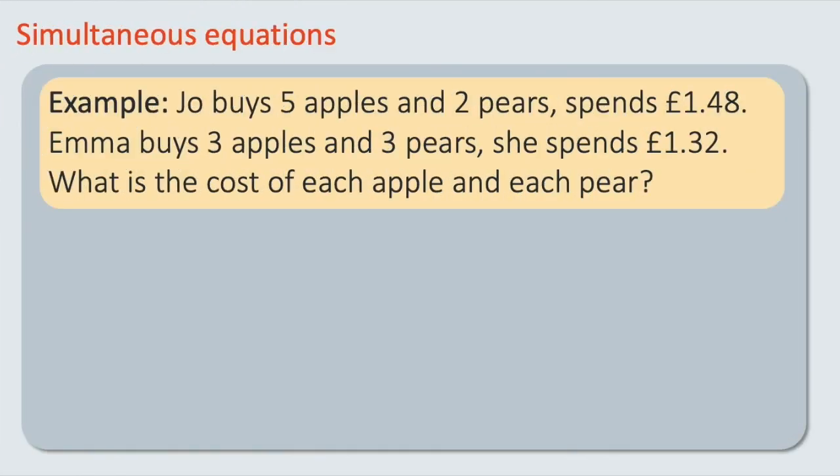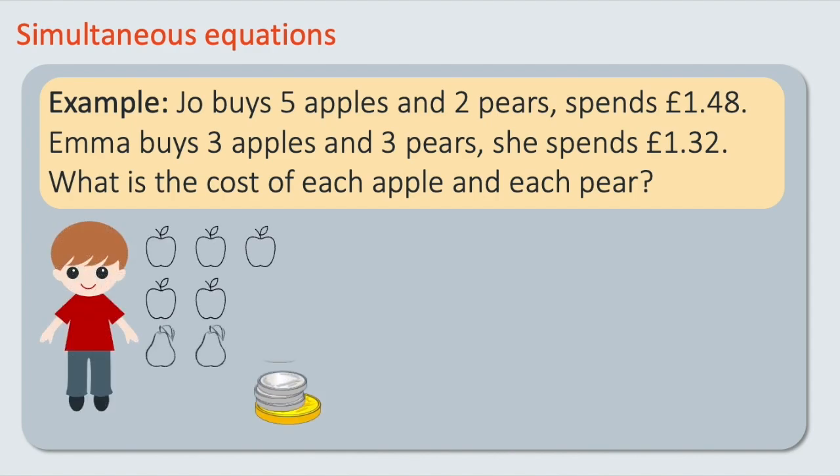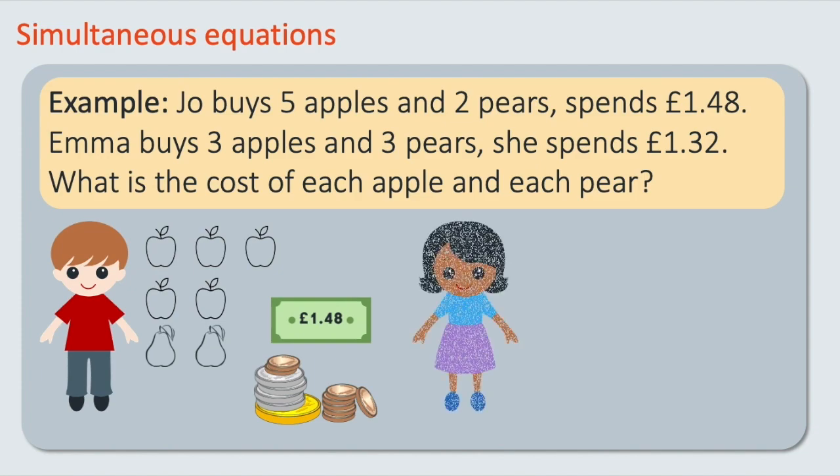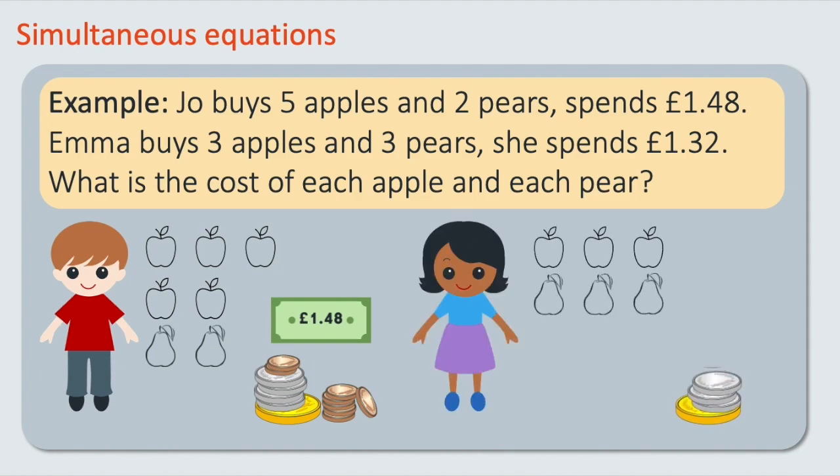Let's look at another example. Joe buys 5 apples and 2 pears, and spends £1.48. Emma buys 3 apples and 3 pears. She spends £1.32. What is the cost of each apple and each pear?